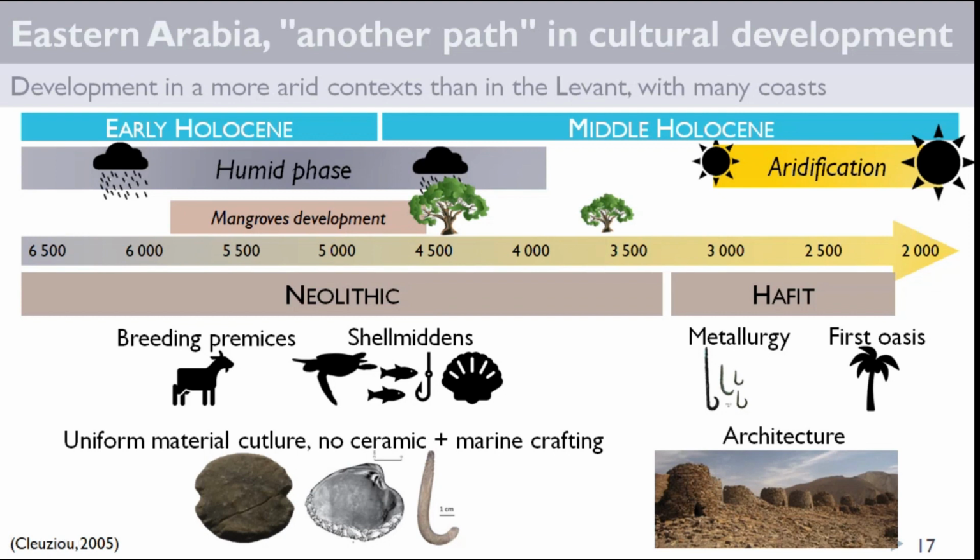One of the greatest characteristics of the Neolithic in this area is the numerous presence of shell middens along the coast side. And for the Aphid period, which is the beginning of the Bronze Age, you will have the appearance of metallurgy, the first evidence of the agriculture of oases, and of course a change in the kind of structure that we can find, since the Aphid period is really characterized by the presence of numerous monumental architecture, especially these big collective tombs.